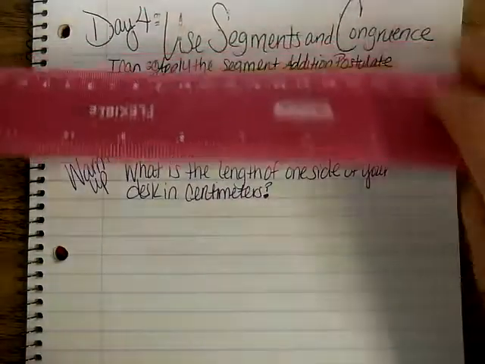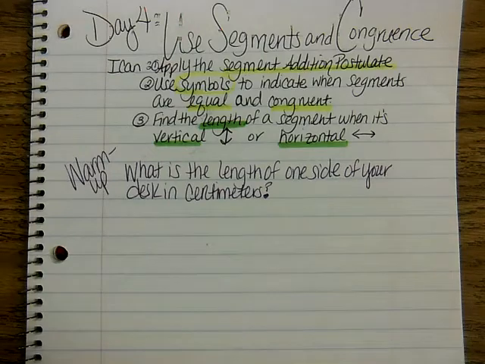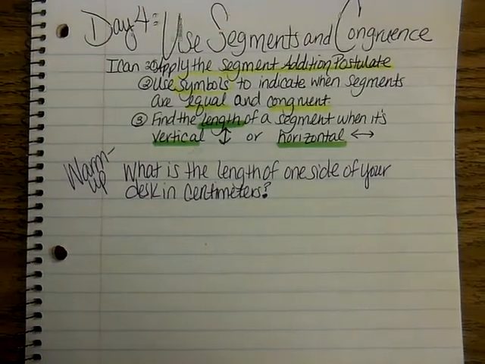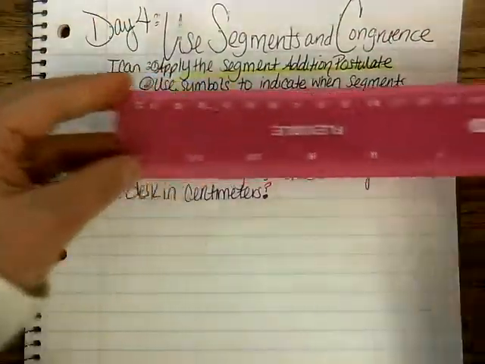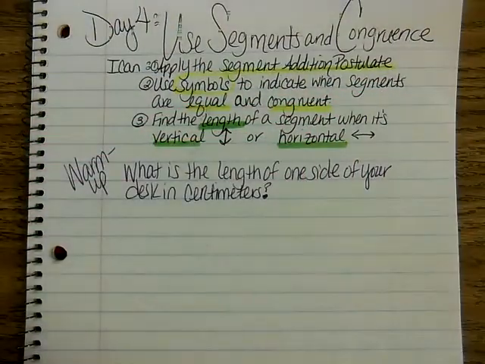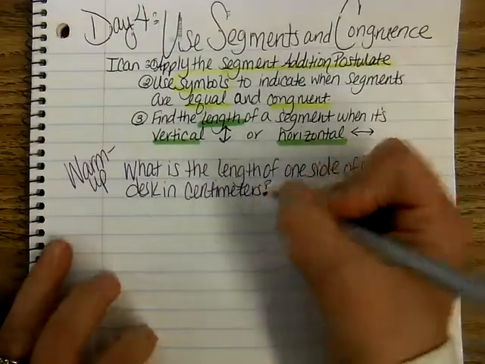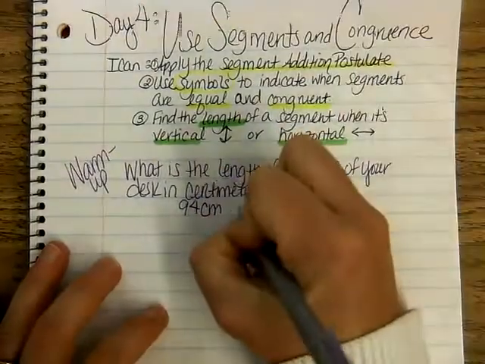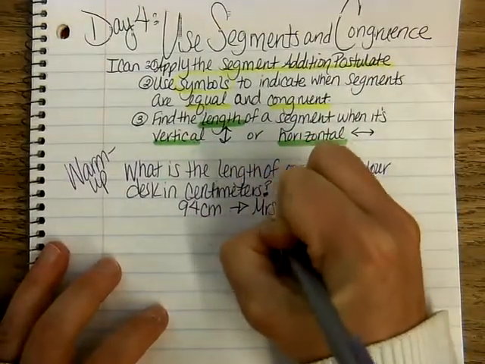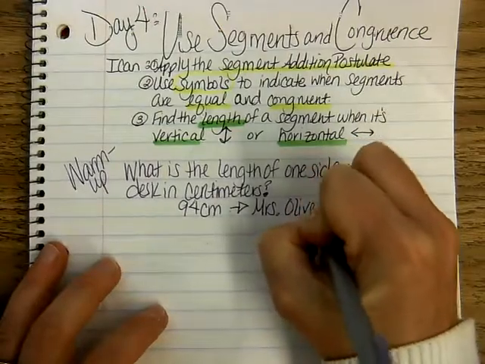So what I'm going to do is, on the side, check out what my side of my desk is, and I'm going to start counting it. And I know that it's kind of hard for you to be able to see what I'm doing, but essentially I'm just going one length at a time. So that's exactly what I'm going to do here. I'm just going to measure all the way down the side of my desk, and my desk is 94 centimeters. This is Mrs. Olivero's desk. Your number is going to be a different number.